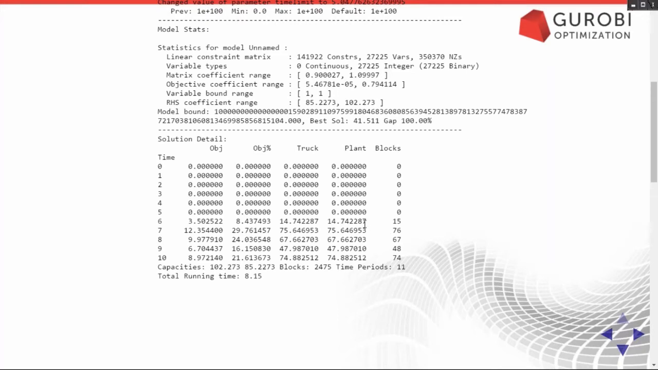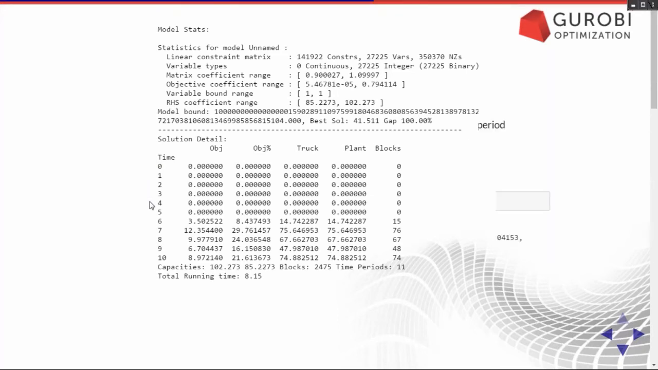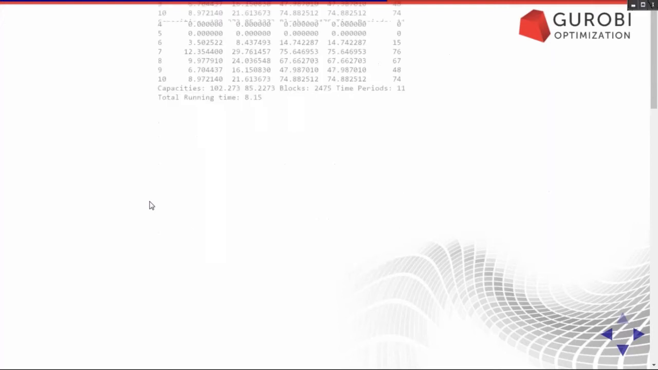But if you look at the solution, it looks funny. What Gurobi did was don't do anything from 0 to 5 and then start getting things out. That sounds a bit odd. And I'm going to get back into that.